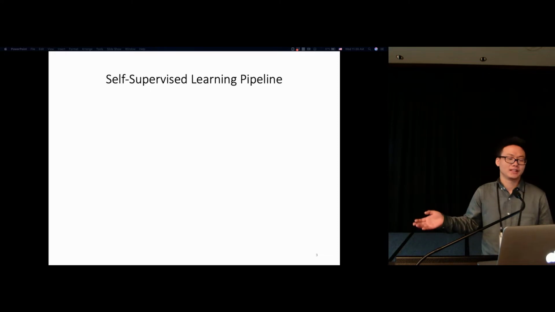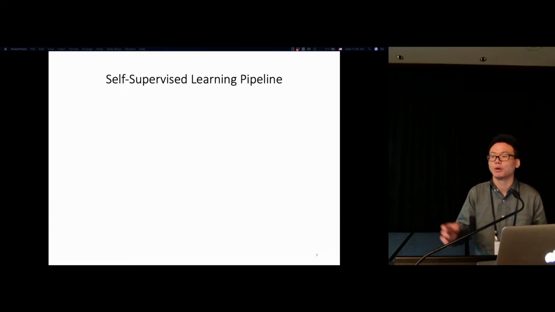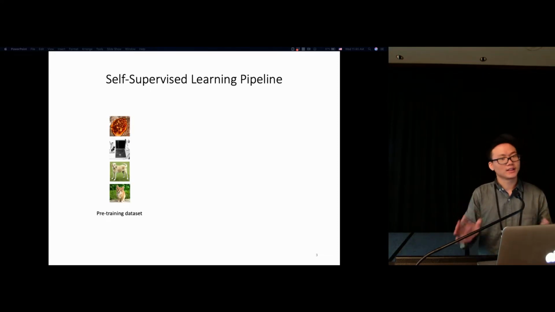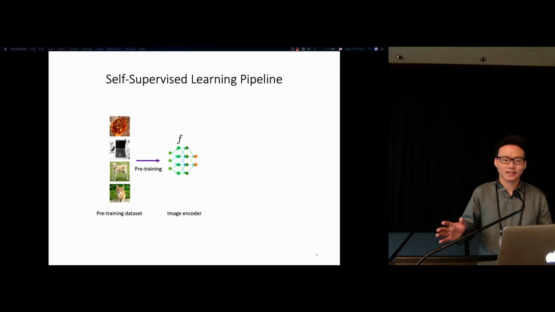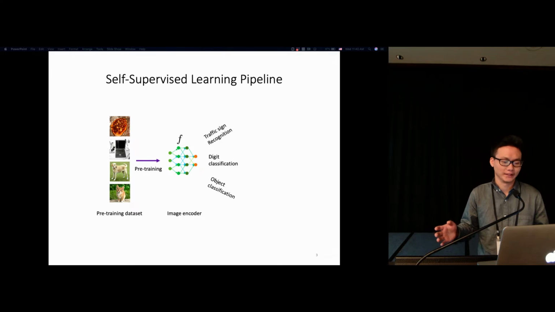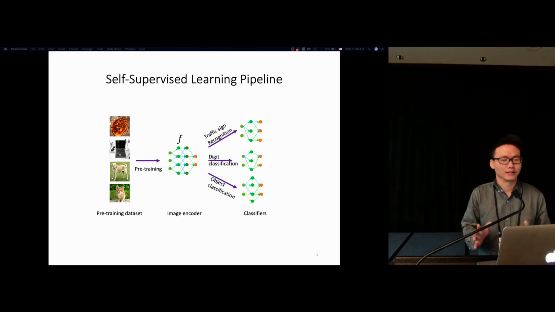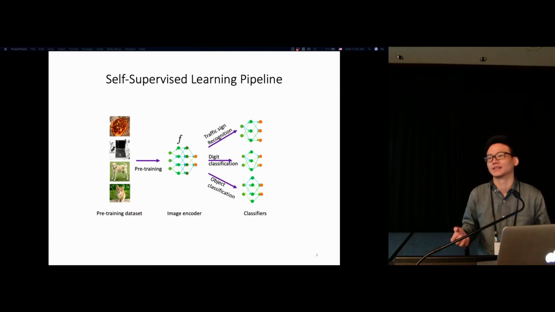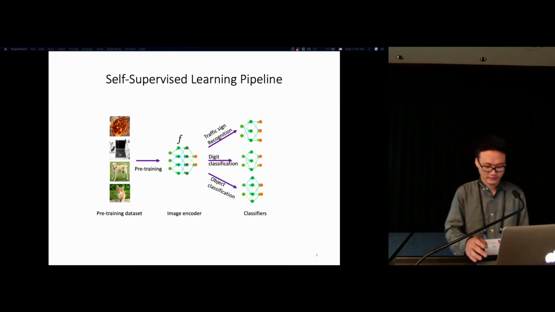A self-supervised learning pipeline includes two key components. In the first component, we use a pre-training dataset to pre-train an image encoder. In the second component, given some downstream tasks, such as traffic sign recognition, digit classification, and object classification, we can use the image encoder as a feature extractor to build classifiers for these downstream tasks. Next, let's see more details about these two components.